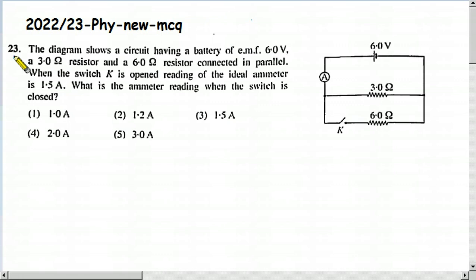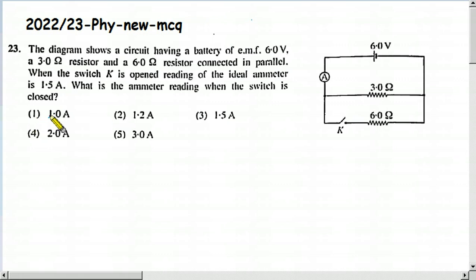Children, today I am going to discuss question number 23 from the MCQ part of the 2022-23 Physics new syllabus paper. The diagram shows a circuit having a battery of e.m.f. 6.0 volt, a 3.0 ohm resistor and a 6.0 ohm resistor connected in parallel. When the switch K is opened, the reading of the ideal ammeter is 1.5 ampere. What is the ammeter reading when the switch is closed?